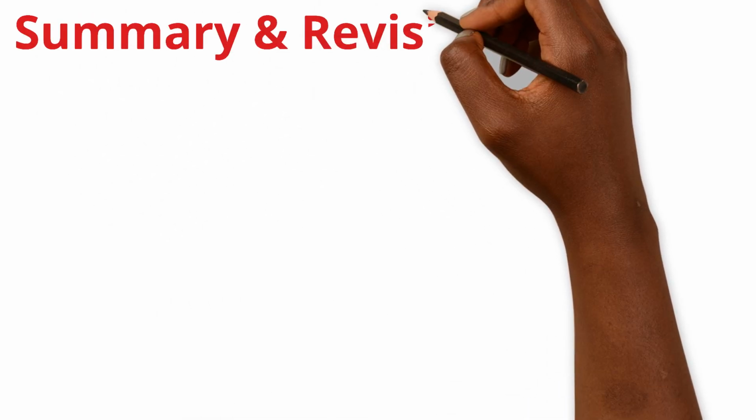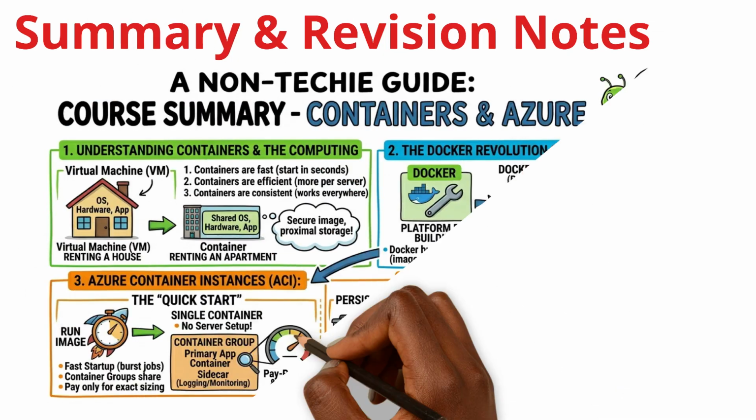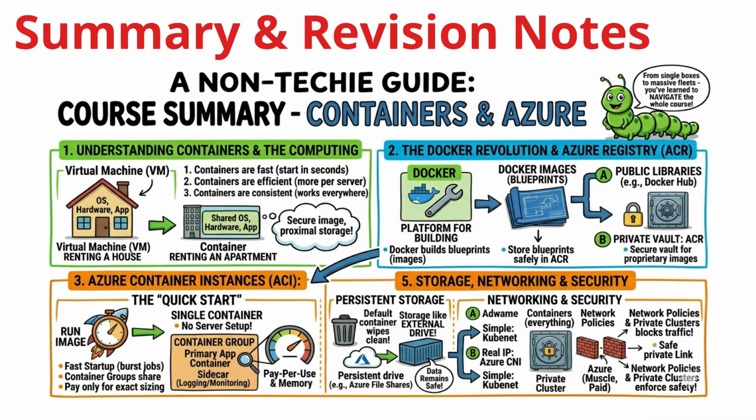We've journeyed through the digital shipping revolution, moving from bulky houses known as virtual machines to agile, lightweight apartments called containers. We explored how Docker builds software blueprints and how Azure Container Registry keeps them secure in a private vault. You've mastered ACI for quick, serverless jobs and AKS to act as your captain, orchestrating massive fleets with self-healing powers. From attaching persistent storage to locking down private clusters, you've learned to manage the cloud like a pro. Now you can stop worrying about hardware and focus on what matters: building great software.